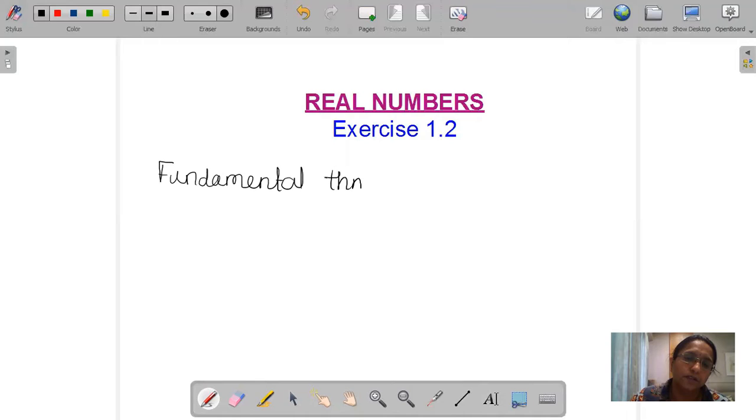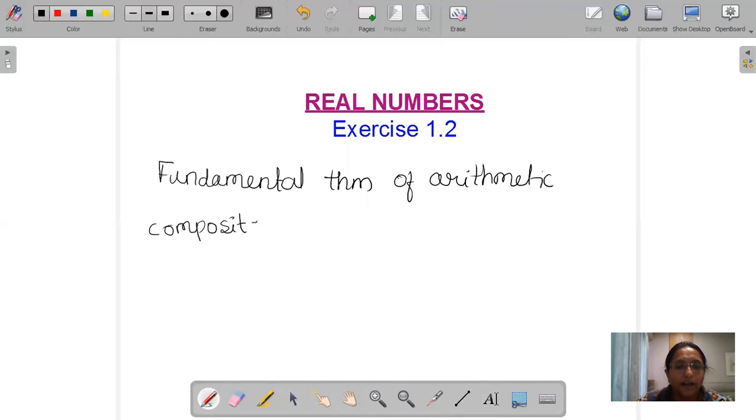This exercise is on FTA, that is, the fundamental theorem of arithmetic. What is the definition of the fundamental theorem of arithmetic? When we consider any composite number, it can be expressed as a product of factors such that these factors will be prime numbers.